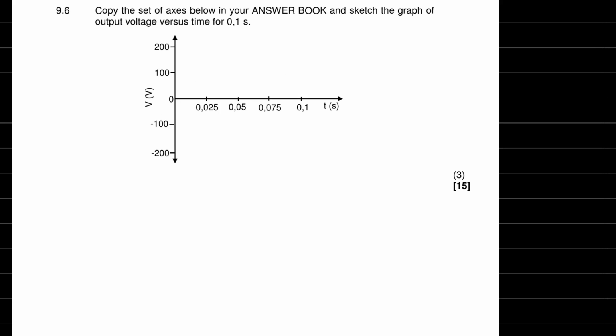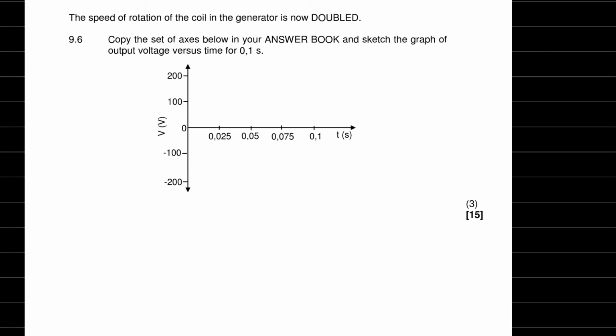The next question is we have to copy out the set of axes below. So the speed of the rotation of the coil is now doubled, which means our voltage is going to double and our period is going to halve. Or voltage double, period half, or frequency double. Different ways to think about it.